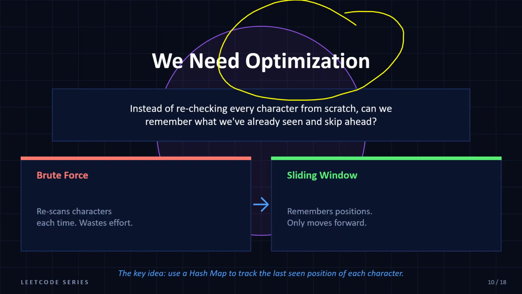Brute force में हम क्या कर रहे हैं? हम rescan कर रहे हैं. हर बार हमारा effort waste हो रहा है. Sliding window में हम क्या नहीं करेंगे? हम यही नहीं करेंगे. हम rescan नहीं करेंगे. हम position को याद रखेंगे. हम already traversed characters को वापस से ट्रैवर्स नहीं करेंगे. इसके लिए हम क्या यूज़ करेंगे? हम इसके लिए हैश मैप यूज़ करेंगे, which we are going to, अच्छा I've mentioned here also कि we are going to use a hash map to track the last seen position of each character. Why? Because this will make our work very easy.